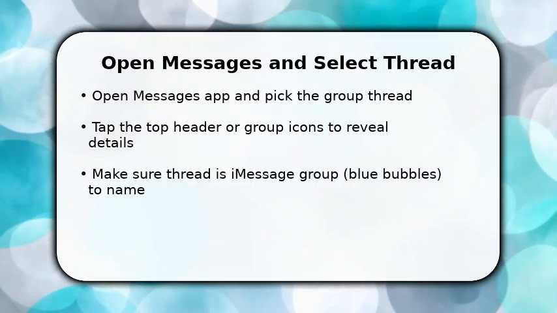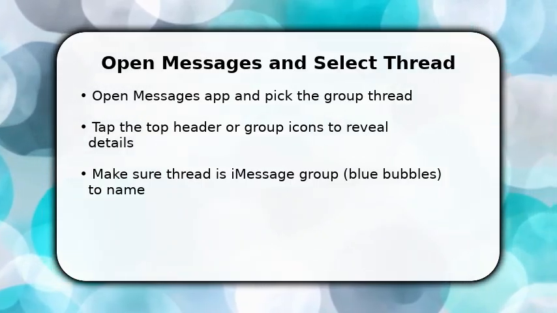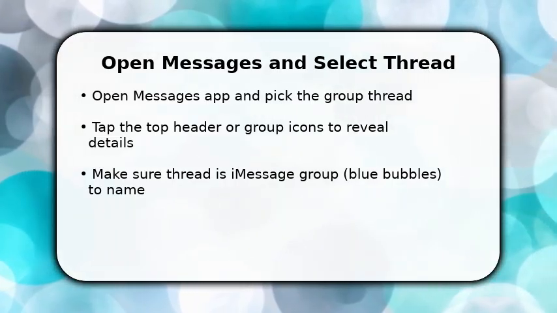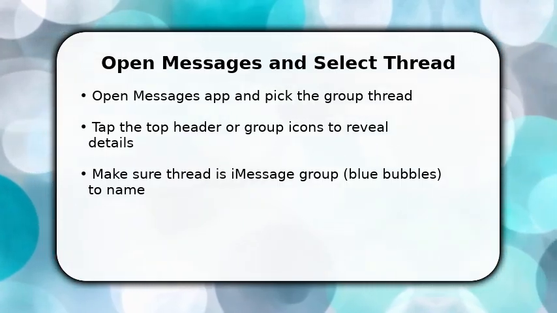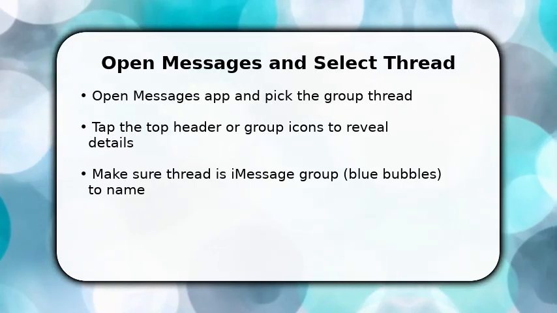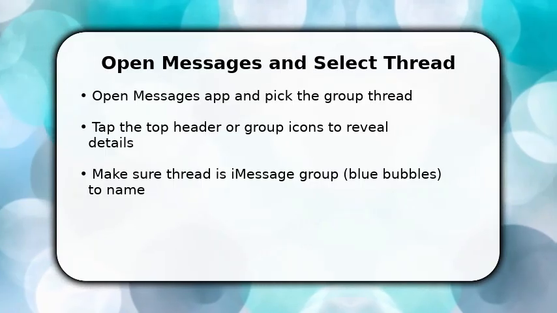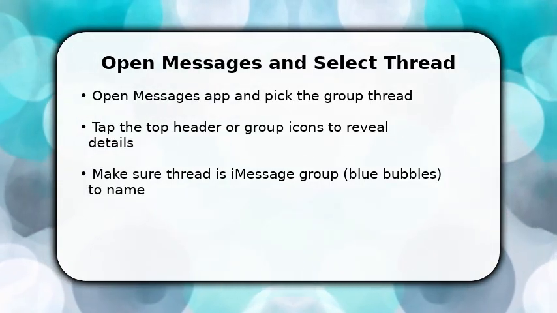You start by opening Messages and selecting the group thread you want to rename. This is the fastest path. Tap the top header or the cluster of icons to reveal the conversation details immediately because the name field lives there. If you do not see the name option, make sure the thread is an iMessage group with blue bubbles and at least one other person using iMessage. Otherwise, you cannot set a custom group name.